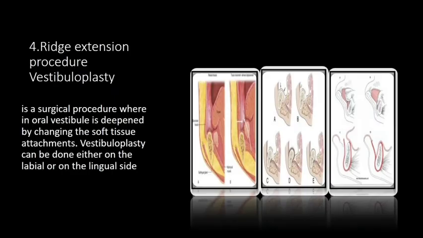Ridge extension procedure. Vestibuloplasty is a surgical procedure where the oral vestibule is deepened by changing the soft tissue attachment. Vestibuloplasty can be done either on the labial or on the lingual side.